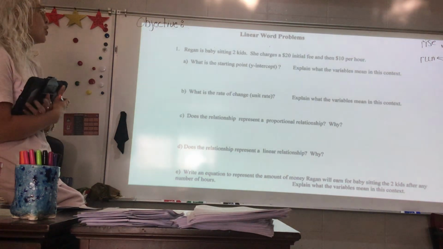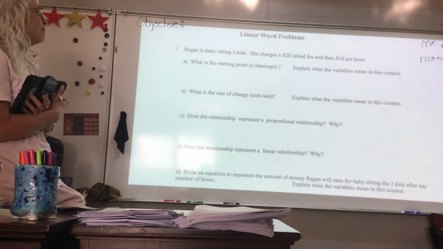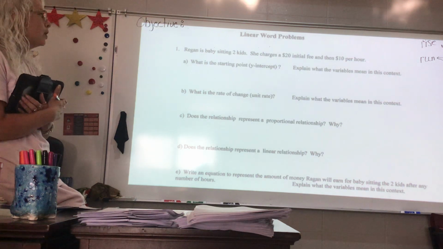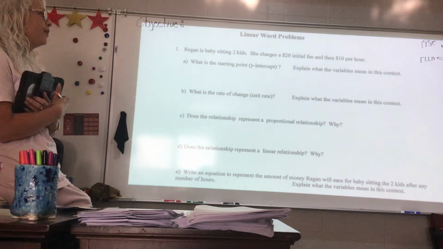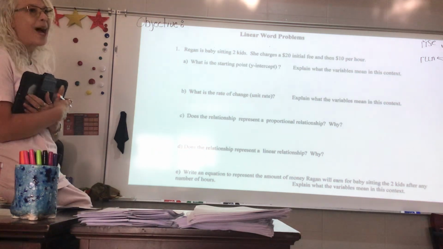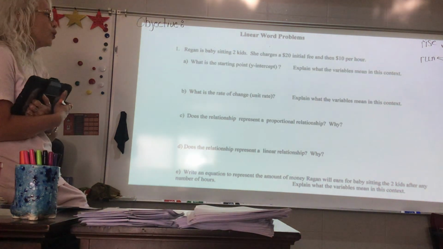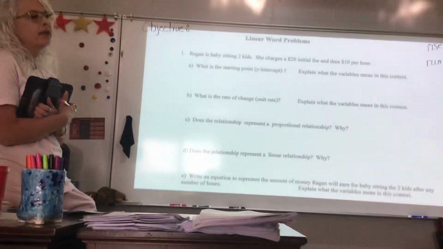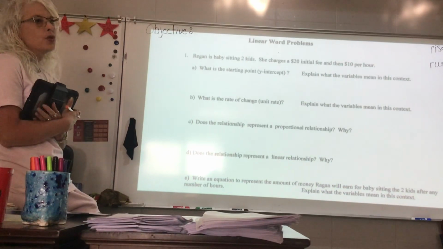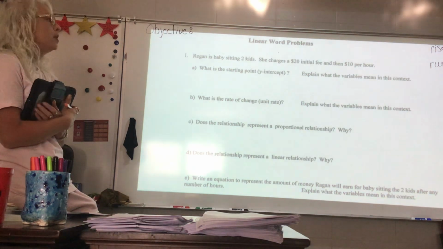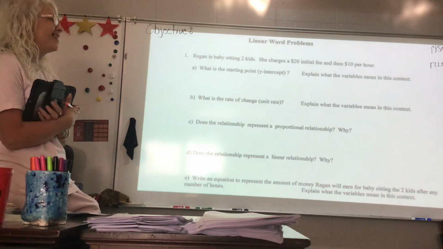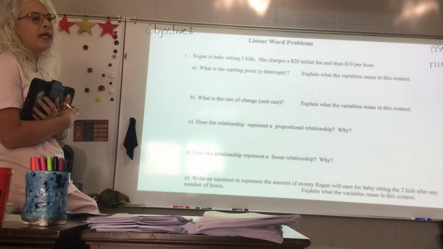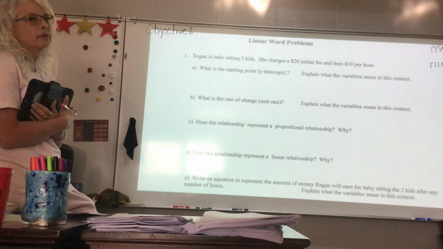Okay, so linear word problems. Number one, Reagan is babysitting two kids. She charges a $20 initial fee and then $10 per hour. Circle on your paper the $20 initial fee, or the $10 per hour. Circle the one that you think is the slope.